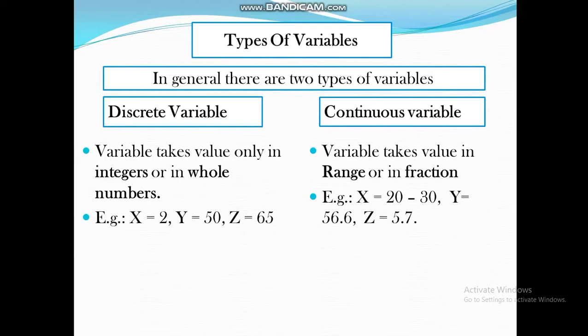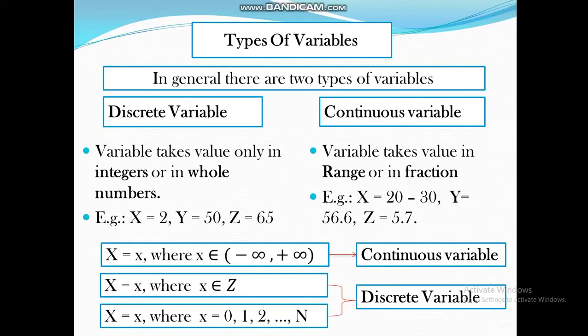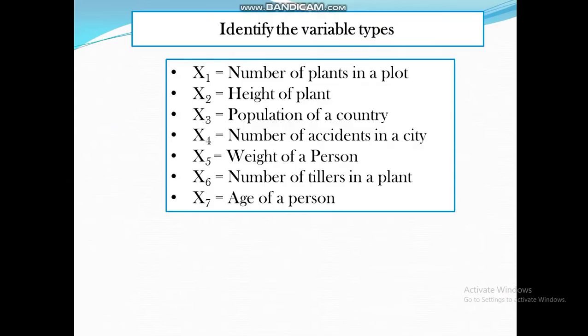For X you can see the value ranges from 20 to 30. For Y, the value is 56.6. For Z, the value is 5.7. So here you can see the variable is taking value in a range or in fraction, so these are examples of continuous variable. For example, the first one is a continuous variable, and the third is a discrete variable. So in these variables, which are continuous and which are discrete?